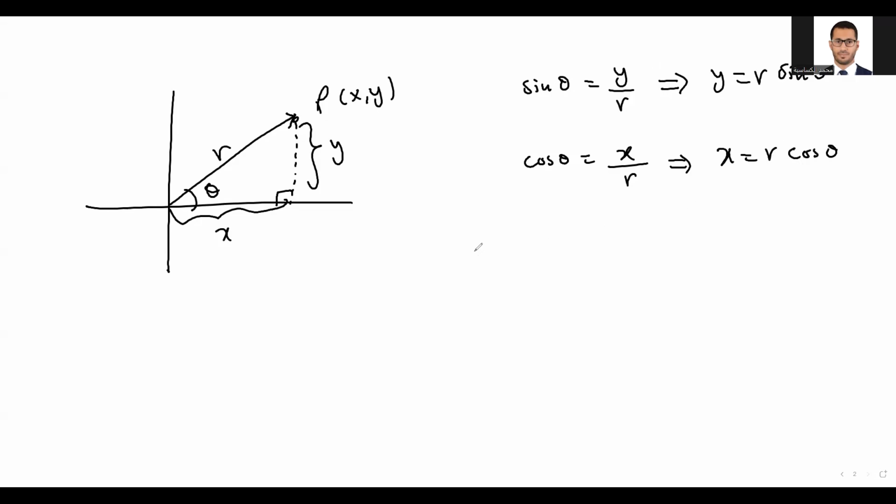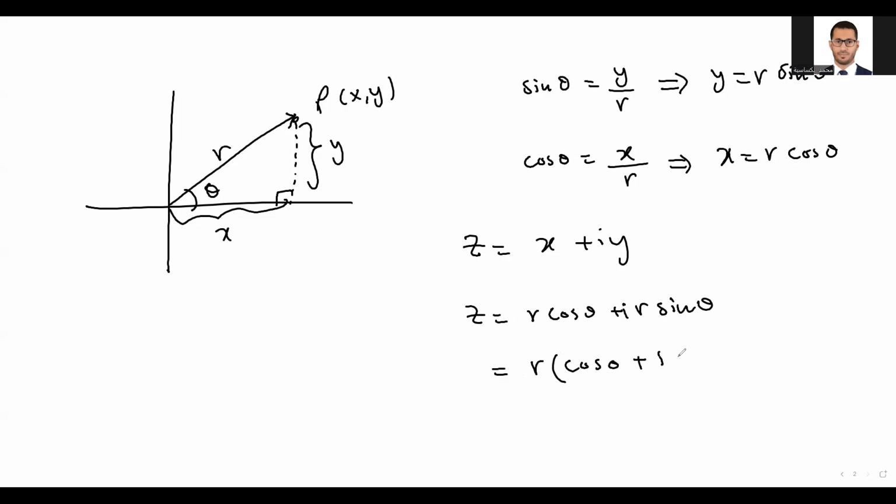Since in rectangular form we represent the complex number z as x plus iy, we have the polar form as r cosine theta plus i r sine theta, which equals r times cosine theta plus i sine theta. This is the way we represent a complex number in polar form. And of course, we need to know how to switch between them.